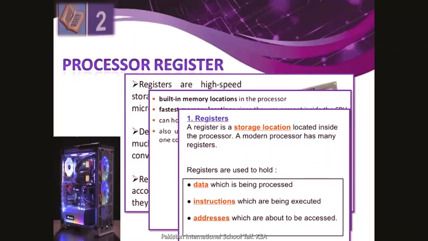A modern processor has many registers. Registers are used to hold data which is being processed. Registers are used to hold instructions which are being executed. Registers are used to hold addresses which are about to be accessed.